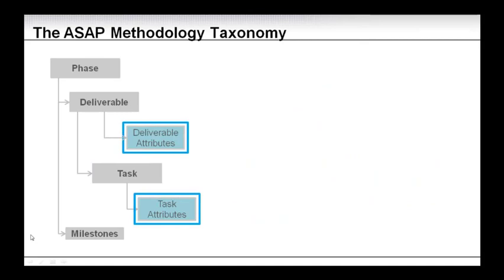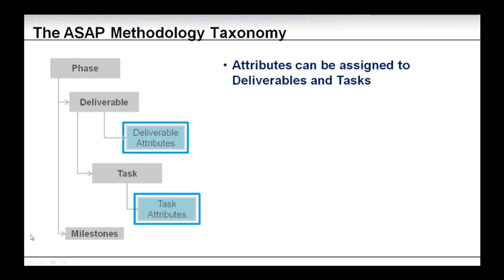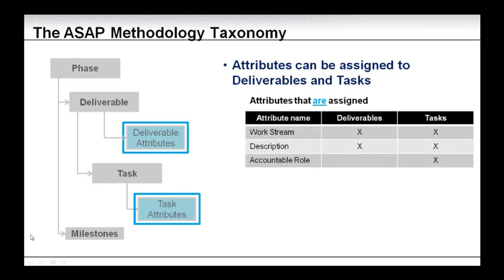So let's look at the attributes. We have deliverable attributes and task attributes. We already mentioned that attributes can be assigned to deliverables and tasks. The mandatory attributes are Workstream, which is assigned to deliverables and tasks, and Description, for deliverables and tasks. These are attributes assigned within the ASAP methodology.